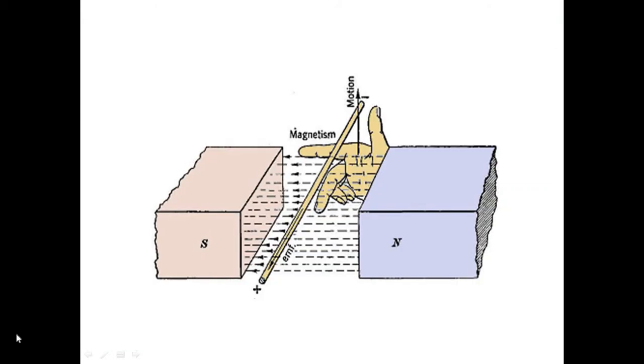The generator works by Fleming's right hand rule. The thumb is the motion of the conductor, the forefinger is the direction of lines of flux, and the central finger is the direction of induced EMF.